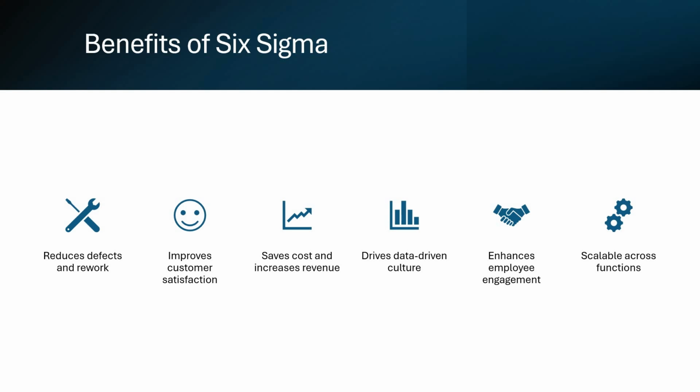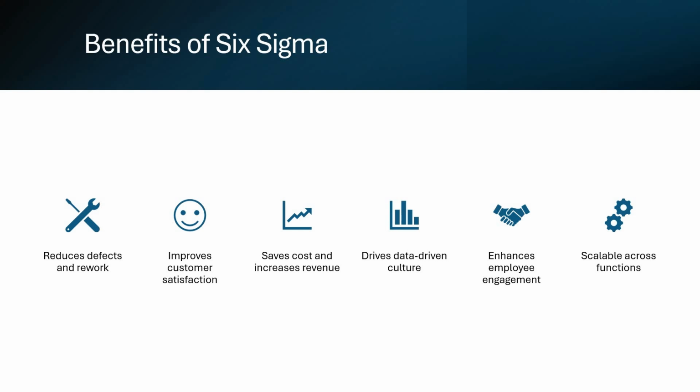Then comes cost. Six Sigma helps you saving cost and increase revenue. Six Sigma cuts down operational costs by eliminating inefficiencies. It also opens opportunities to generate more revenue by improving product or service delivery speed and quality. Example here would be handy. GE reported over $12 million in savings through Six Sigma over a period of 5 years. This makes it a strategic tool for financial performance.